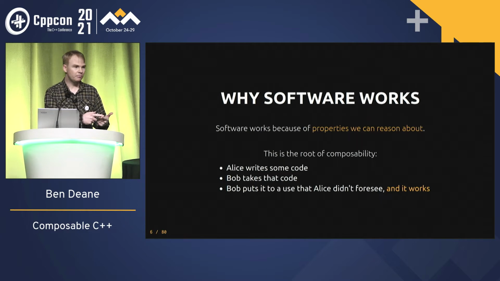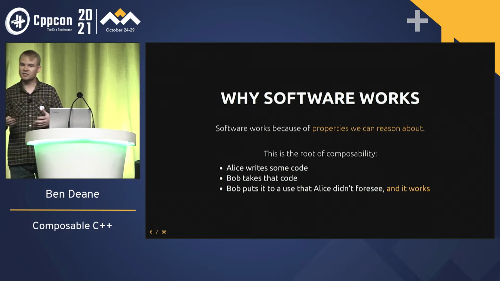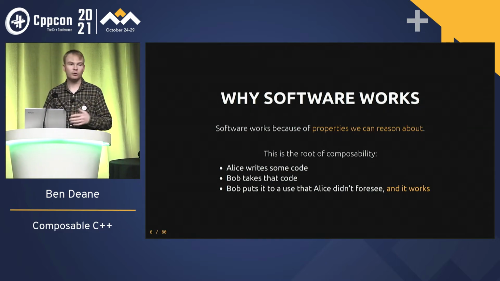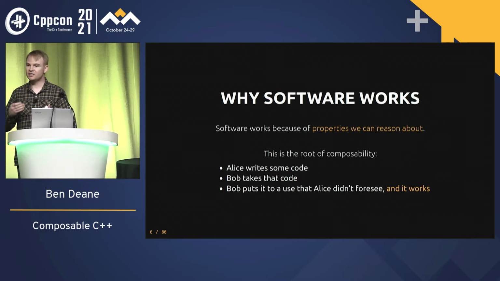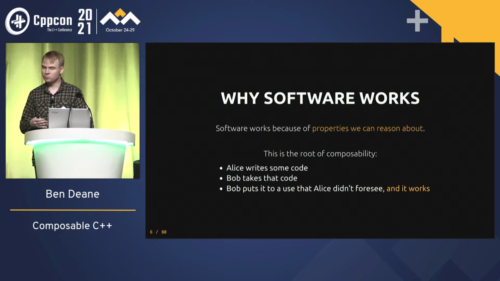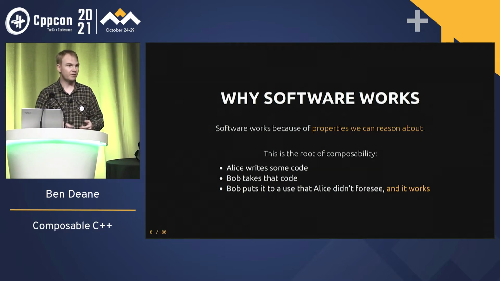Alice writes some code. Alice gives that code to Bob, and Bob puts it to a use later on that Alice did not foresee when she wrote the code. And the code works. And the reason why it works is that Alice didn't have to foresee all the uses it would be put to. It works because it's composable and all those things as a direct result of Alice's understanding and principled basis for writing the code.